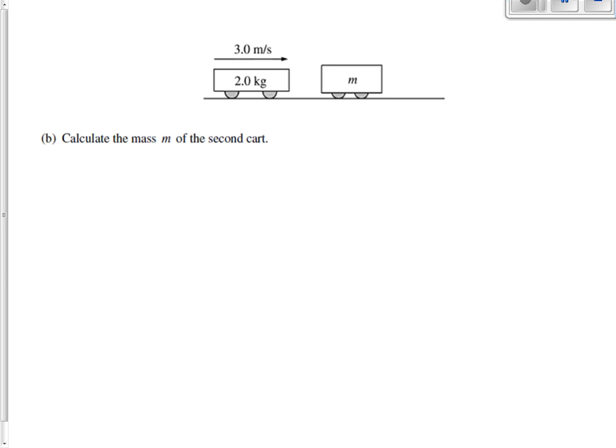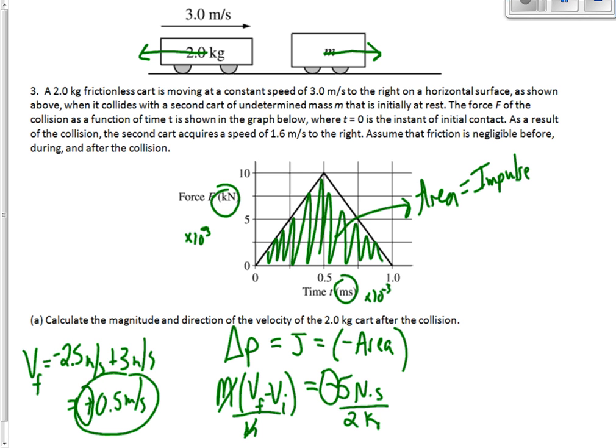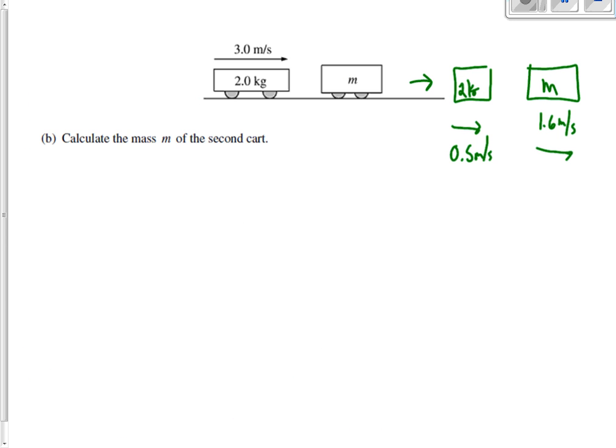So now we know that after the collision, we're told that this unknown one is moving at 1.6 meters per second that way. And then we also have just figured out that the first cart is also moving that way at 0.5 meters per second. And if we go back, the fact that we got a positive value here tells us that the positive has to be to the right. We have to rely on our directions. These are vectors. That tells us that cart has to still be moving to the right.